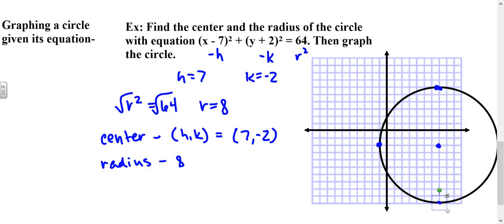And obviously it won't be perfect, but if you had a compass, you could open the compass to the radius of your circle and then draw it on your graph. So if you'd like to use a compass, you can do that, but if not, just draw your circle to the best of your ability, as long as you have those 4 points.